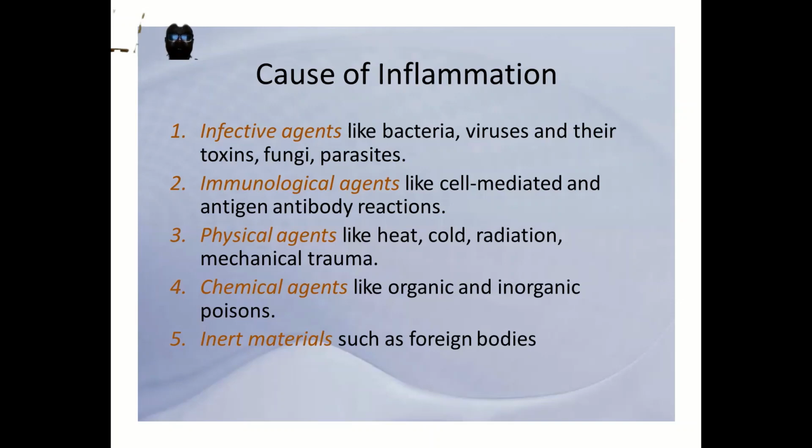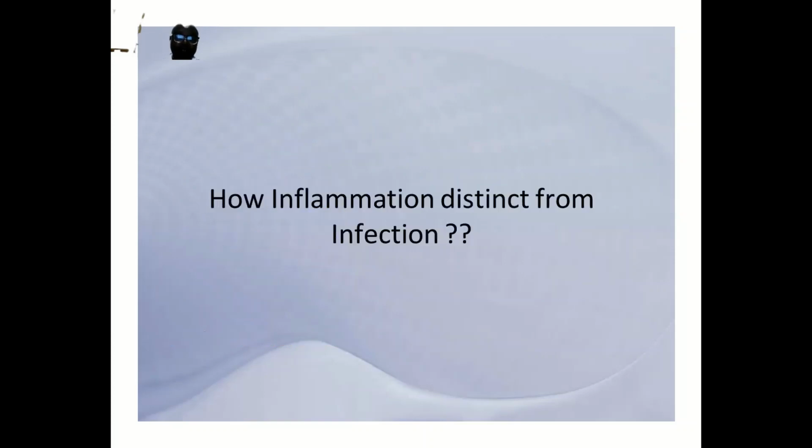For example, organic or inorganic poisons, and also inert materials such as foreign bodies causing inflammation. So basically, those are the causes of inflammation, and we are going to look at them.